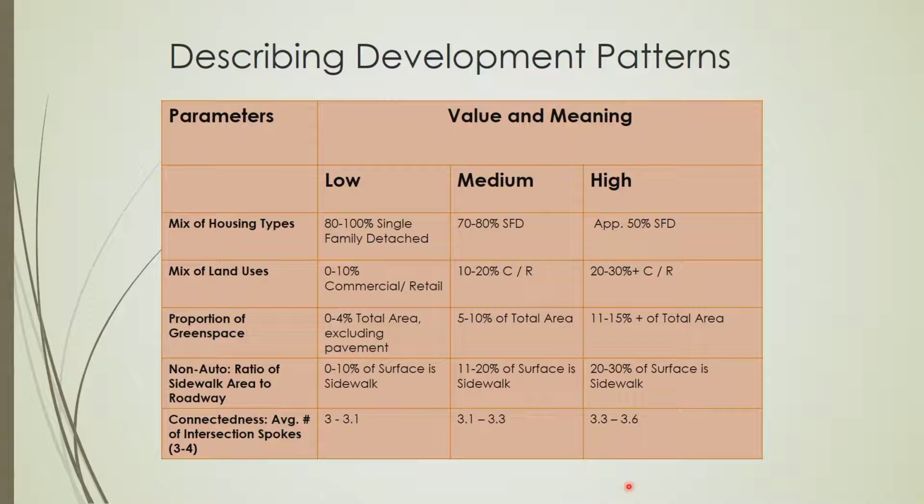And so that ratio, if it's below 10%, we considered it low. If it's at 20%, it's medium. And if it's at 30% or higher, then that's a high ratio of sidewalk surface to road surface.